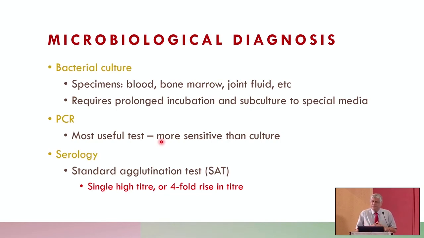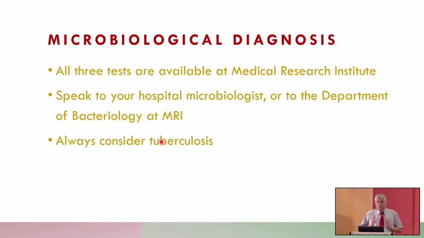And the third test is serology. There are various antigen-antibody tests available, but in Sri Lanka we have the SAT, or the standard agglutination test, which can be used to diagnose with either a single high titer or a fourfold rising titer. Now, the important point is all these three tests are available in Sri Lanka at the Medical Research Institute. So speak to your hospital microbiologist or to the Department of Bacteriology at the MRI, discuss with them that you are suspecting brucellosis, and then they can make those arrangements. And always consider tuberculosis as well, because that can also mimic brucellosis, although there are subtle differences.